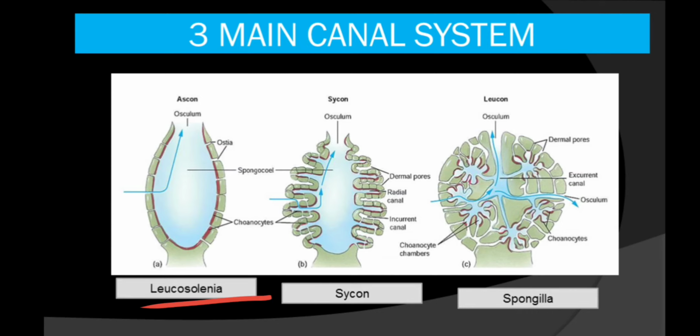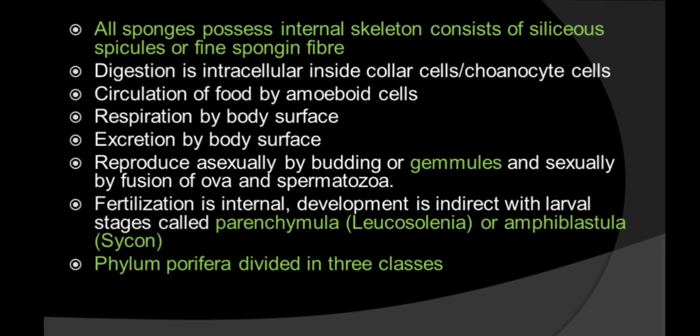So water enters through this canal system. This is also an important characteristic feature of this phylum, that water enters through the canal system into the spongocoel and out from the osculum. Now, all sponges possess an internal skeleton which consists of siliceous spicules, also known as spongin fiber. Alright, so it is also an important characteristic. Then digestion is intracellular inside collar cells. Collar cells are also called choanocyte cells.